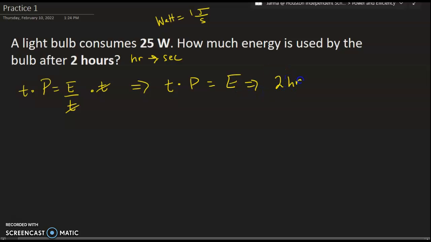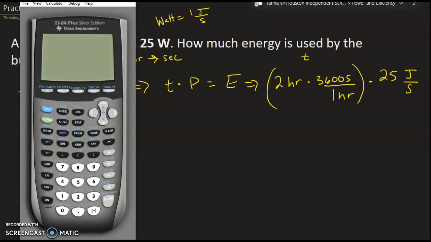So if we have time in hours, the hours needs to be converted to seconds. In 2 hours, there are 3,600 seconds for every 1 hour. This is our time value. And we will multiply by 25 watts. And again, a watt is a joule per second. I'm going to plug this all into the calculator in one fell swoop.